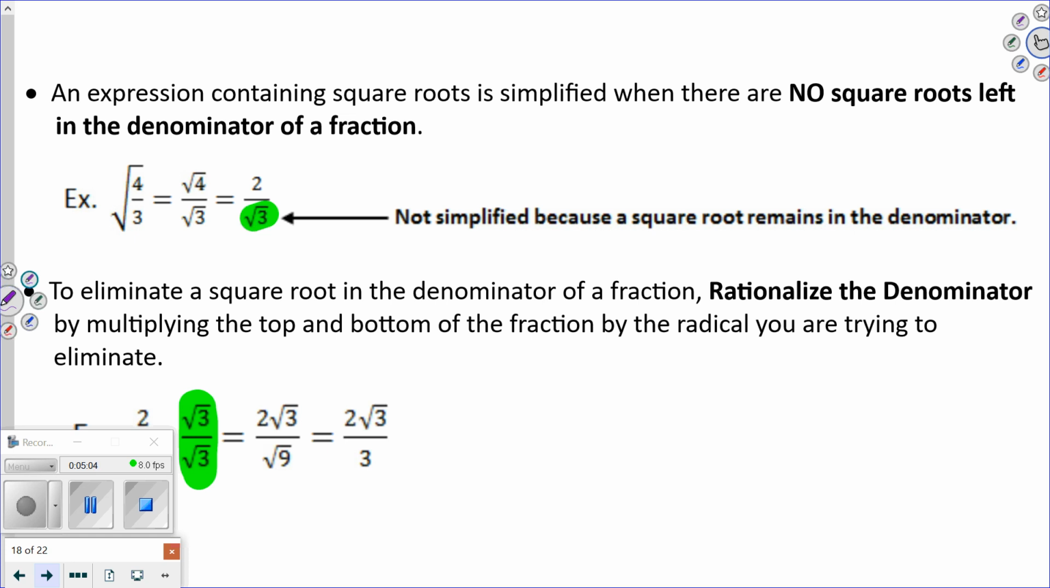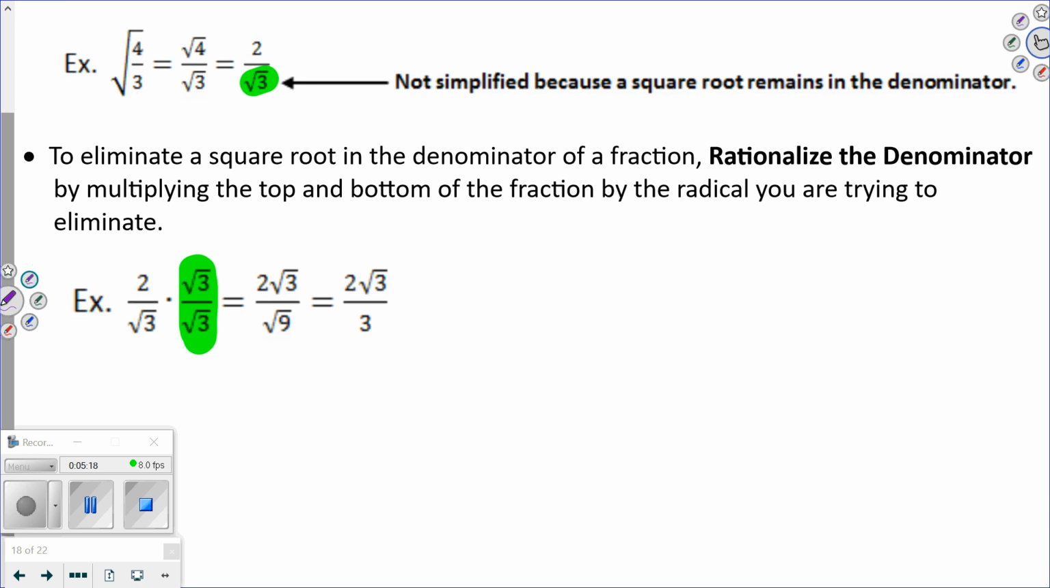So for this example, they had radical 4/3. They split it first, just like we have been, simplified the 4 to a 2, and then I couldn't do anything to the radical 3. But because that's a radical there, it's considered not simplified. We cannot leave it that way. So what we need to do is called rationalizing the denominator. In math, the harder something sounds, typically the easier it actually is. This is actually not a very hard skill for you guys to learn today.